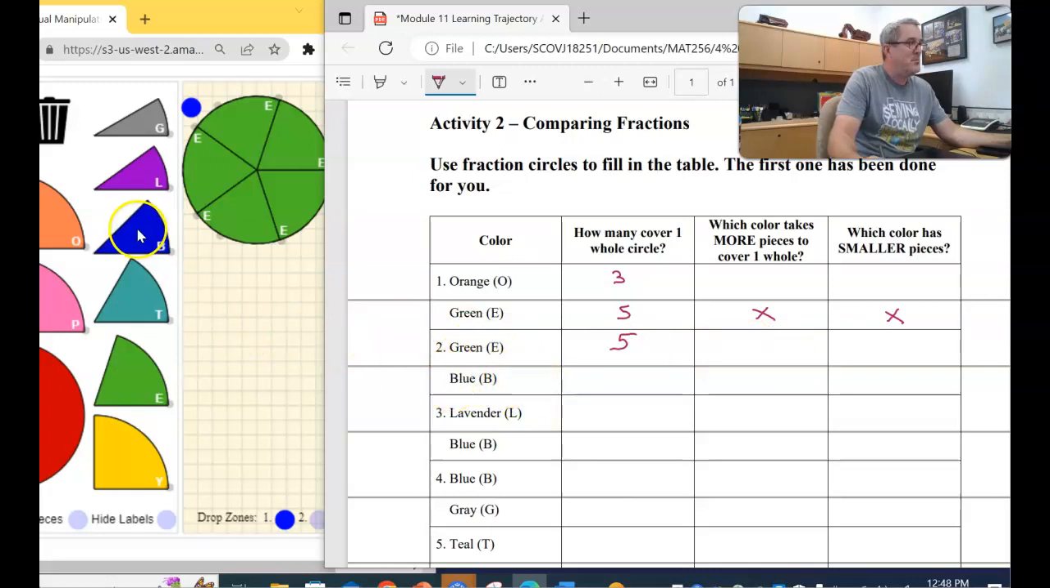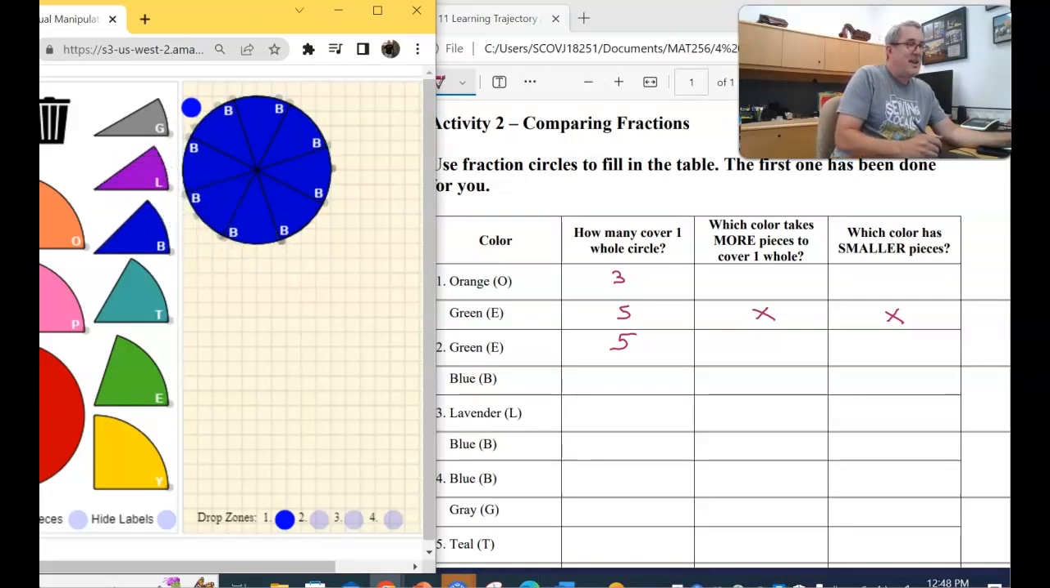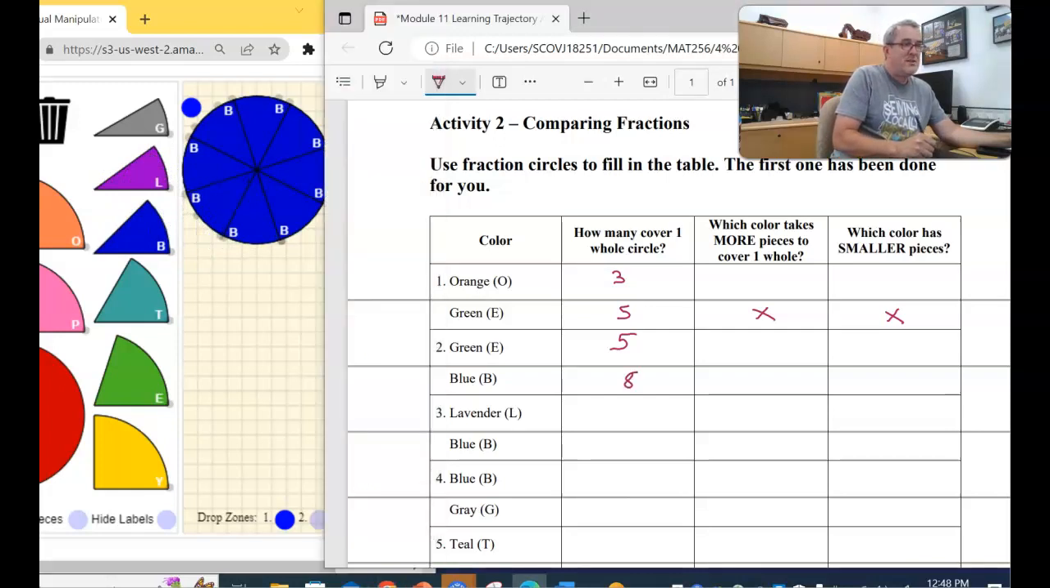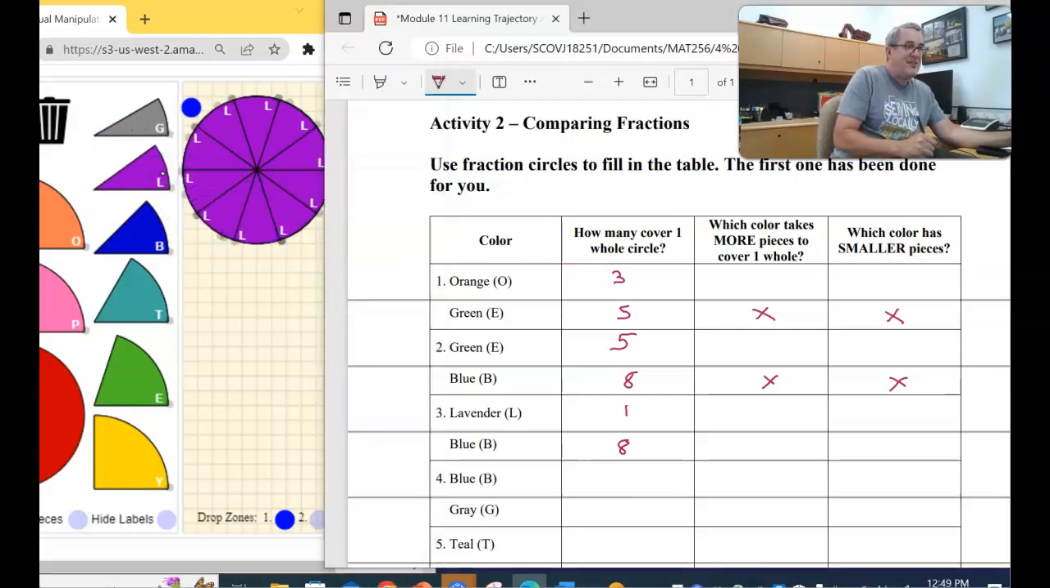Now we're comparing to the blue. The blue, let's see, 1, 2, 3, 4, 5, 6, 7, 8. So 8 blue. Therefore, it takes more blues, and the blues are smaller. How about lavender versus blue? Now, blue we already did was 8, but lavender, 1, 2, 3, 4, 5, 6, 7, 8, 9, 10. It would take 10 lavenders. So now the lavenders, it takes more of them, and they're smaller.